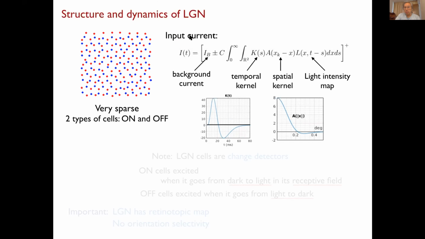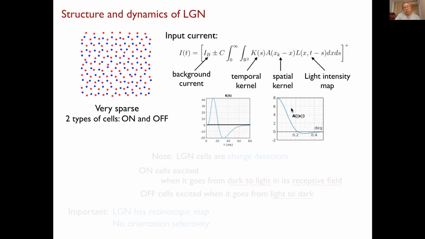So what goes into the input current in LGN: first there's a background current that's always there, no matter what you do. And then it's plus or minus another quantity, depending on whether you're an on cell or an off cell, which is an integral of the light intensity map. L of X is this light intensity map that describes the external stimulus that comes in. And there's a spatial kernel, A, and there's a temporal kernel.